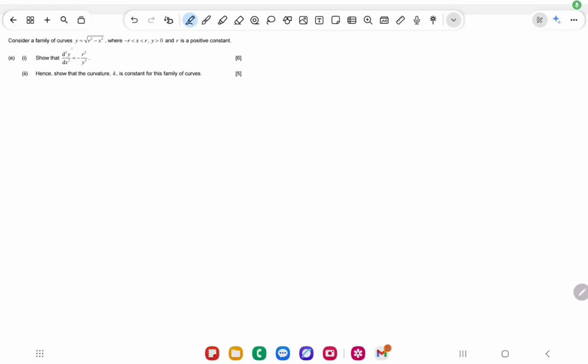Now we are given the family of curves as y is equal to under root r square minus x square, and we have to show that the double derivative is this. So to find the double derivative, I can write the given function as this. I can find the derivative, or let's start by keeping this as under root only. It will be the same.